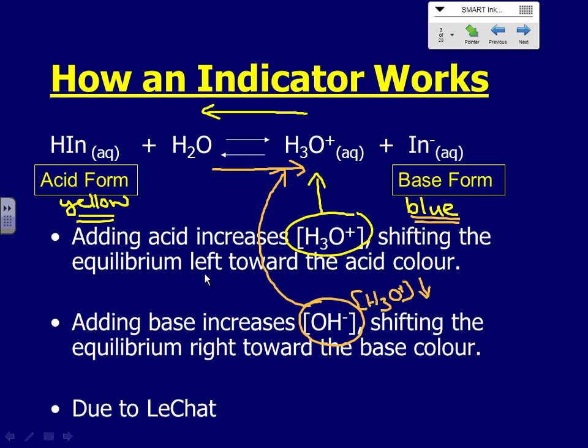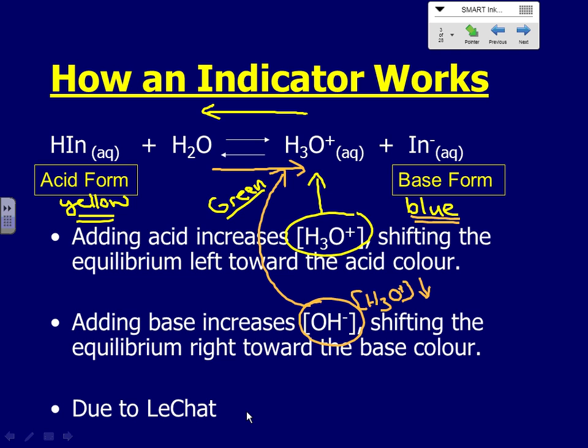Now, right at the balance point between the acid form and the base form, where we have equal amounts of the acid form and of the base form, we will have that intermediate color. And in this case, it's simply yellow and blue put together, and we have green in the middle, all right?